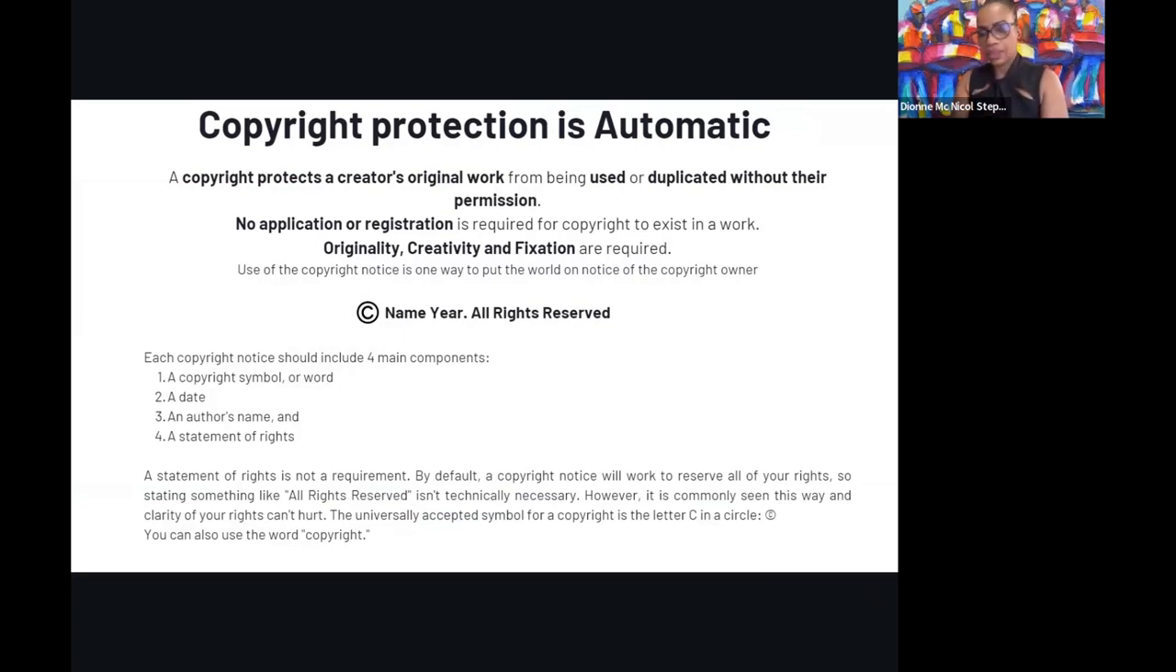So in the chat, tell me yes or no, does copyright, and I mean the answer is right there, right? So let me not ask the question because you're seeing the answer. I'm giving it away. A copyright is something that protects the creator's original work, but no application or registration is required for copyright to exist in a work. So when we say that it is not legally copyrighted, it makes me ask, what do we mean by that?